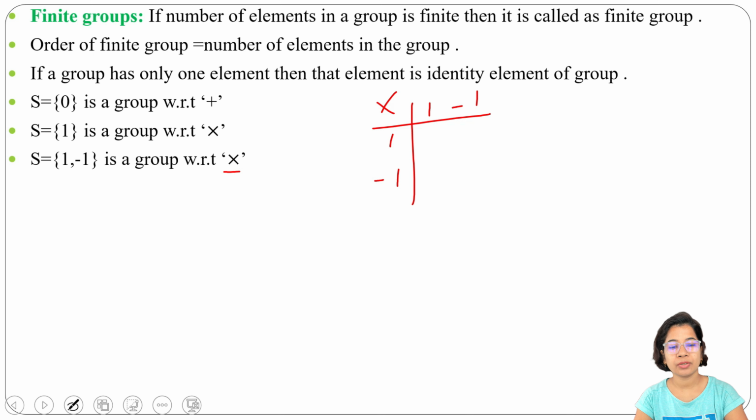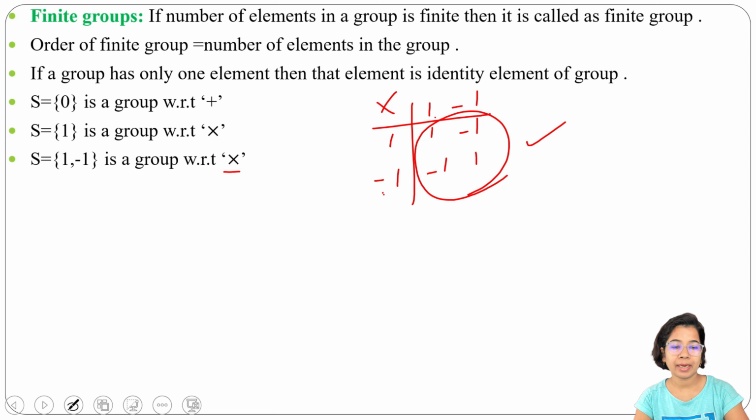So 1 multiplied by 1 is 1. 1 multiplied by -1 is -1. -1 multiplied by 1 is -1. -1 multiplied by -1 is 1. So you can see all are in {1, -1}. Hence, it's a finite group.